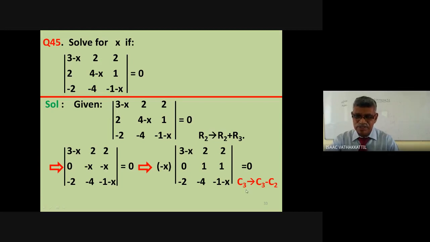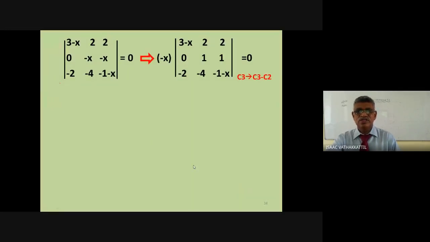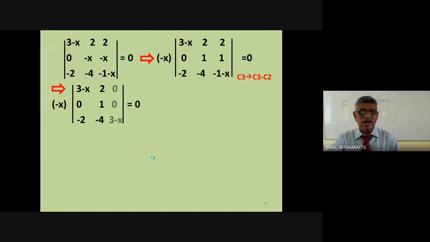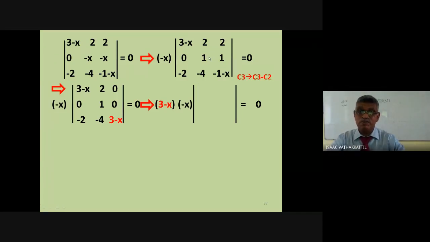I will take another option. C3 changes to C3 minus C2. And C3 will be having this, and now I take 3 minus 6 common from the third column. You can opt for R1 changes to R1 minus 2 R2 also. It may be more comfortable. If you find this one easier, you can take it. I'm just taking different possibilities.